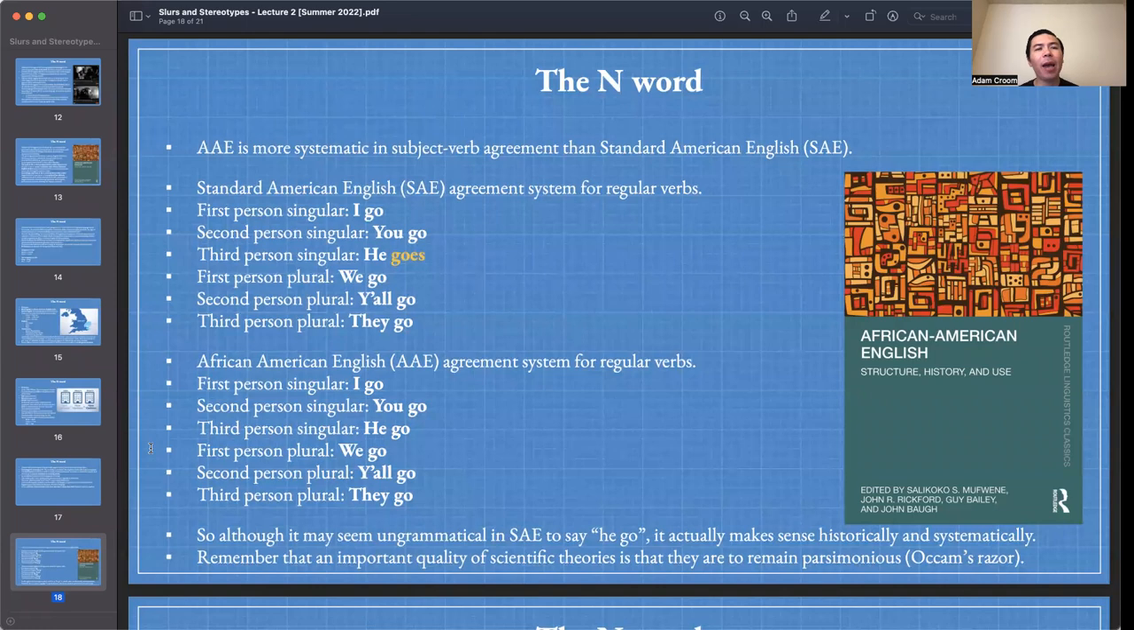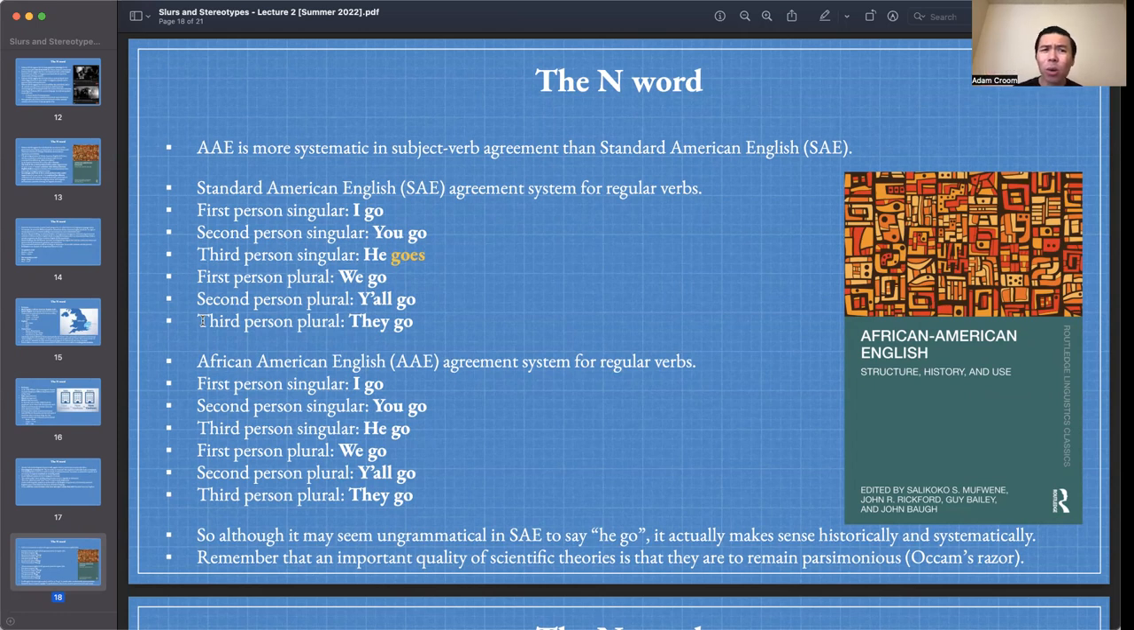So here we see that AAE, African American English, is more systematic in subject-verb agreement than Standard American English. Up here we have the Standard American English agreement system for regular verbs. There's the first, second, and third person singular, as well as the first, second, and third person plural. For Standard American English, it goes: I go, you go, he goes, we go, y'all go, they go.